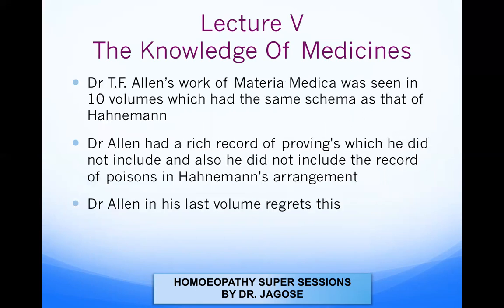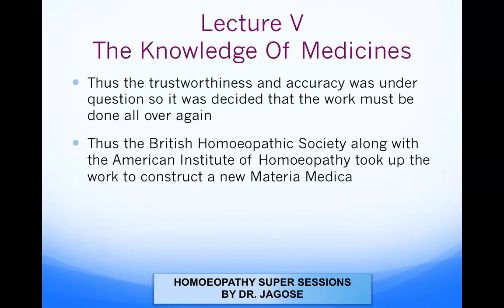Dr. T.F. Allen's work on materia medica was seen in 10 volumes, which had the same schema as that of Hahnemann. Dr. Allen had a rich record of provings, which he did not include, and he also did not include the record of poisons in Hahnemann's arrangement. In his last volume, he regrets this. Thus, the trustworthiness and accuracy were under question, so it was decided that the work must be done all over again.